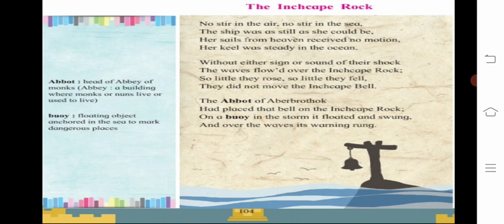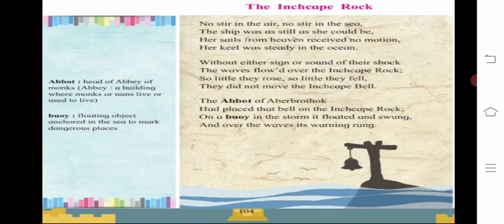Inchcape Rock. No stir in the air, no stir in the sea. The ship was as still as she could be. Her sails from heaven received no motion. Her keel was steady in the ocean. Without either sign or sound of their shock, the waves flowed over the Inchcape Rock. So little they rose, so little they fell. They did not move the Inchcape Bell.